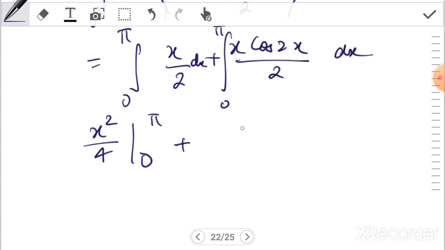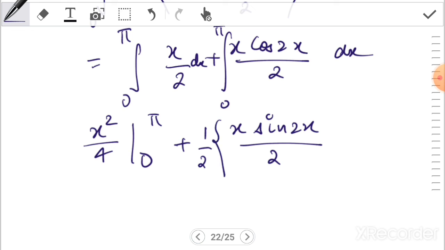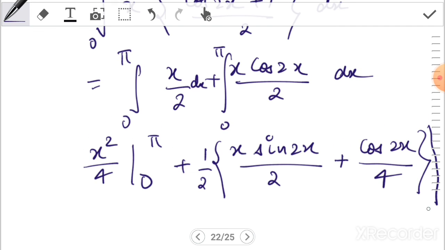u dv will be equal to x sin 2x by 2, taking 1 by 2 out, and then minus integral dx by dx and integral cos 2x dx, then this will be equal to sin 2x by 2, so which will be equal to plus cos 2x by 4, varying from 0 to pi.